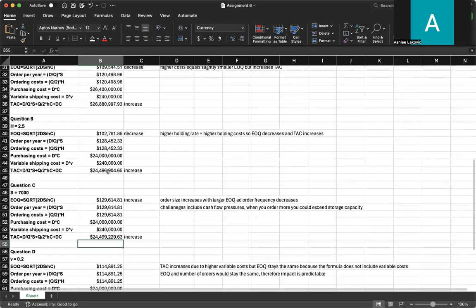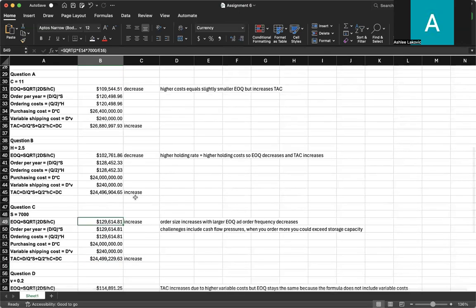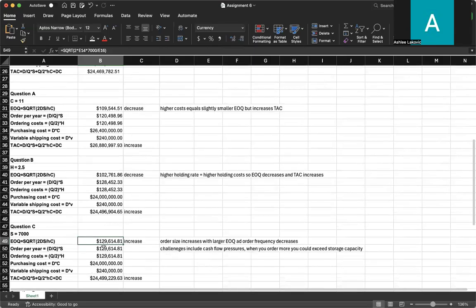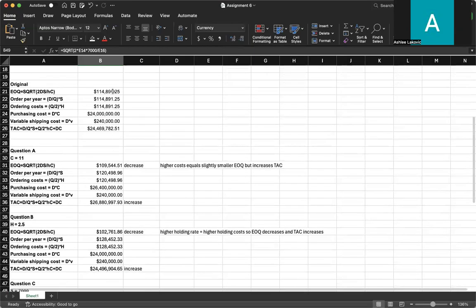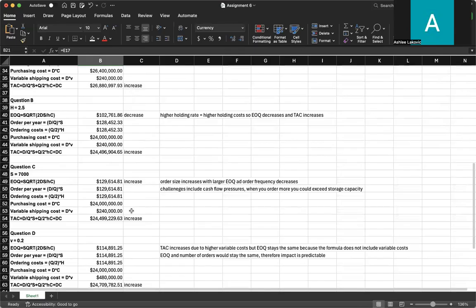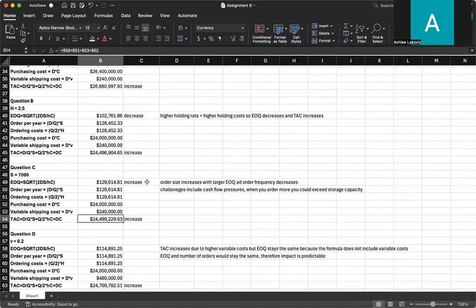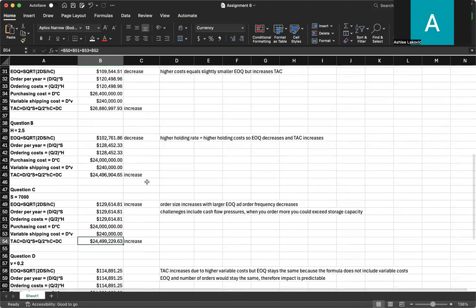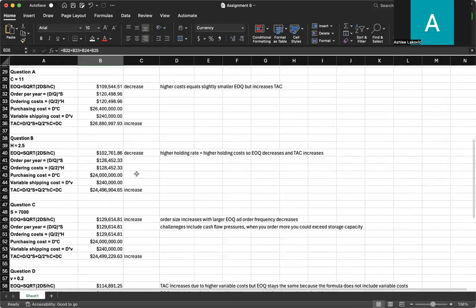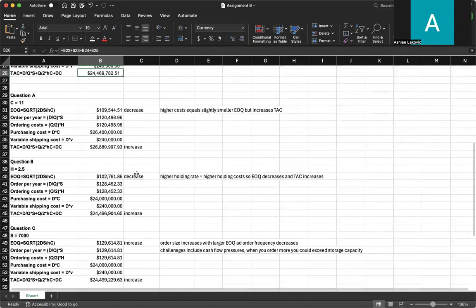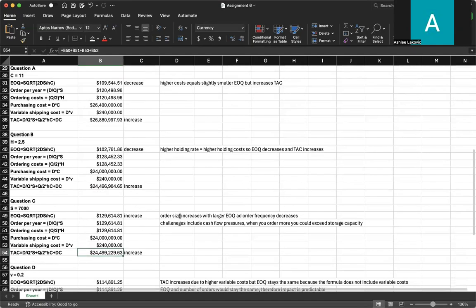So as we can see, again, for question C, EOQ is 129,000, which is an increase from the original state, and the TAC is 24 million, which is a slight increase again, not by a lot. Order size increases with larger EOQ and order frequency decreases.